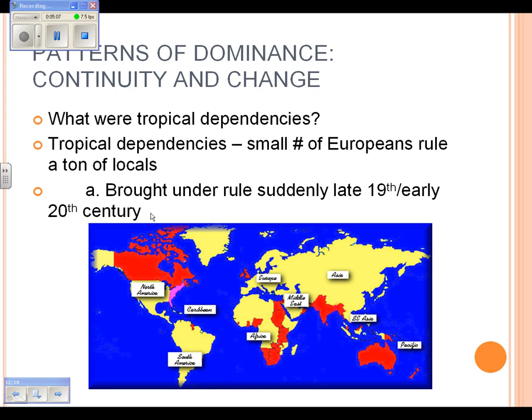All right, patterns of dominance. What were the tropical dependencies? We start to see things called tropical dependencies. Now, tropical dependencies means it's near the tropics, so it means it's near the equator. This is where a small number of Europeans rule a lot of locals. And one of the places that really happens is Africa. Africa falls into this category, and maybe some areas out here in Oceania. But really, it's Africa. And these are brought under rule suddenly in the late 19th, that means the late 1800s, and the early 20th centuries.